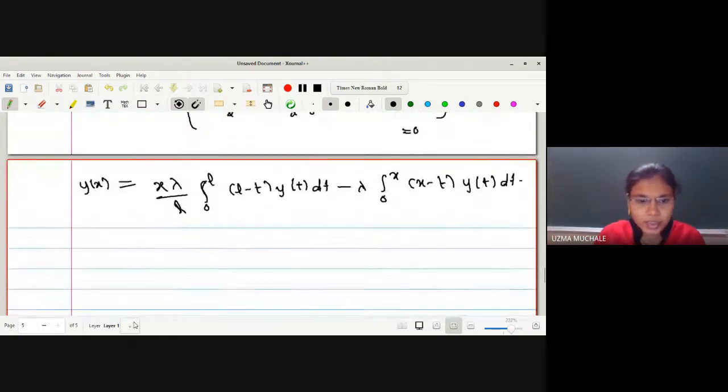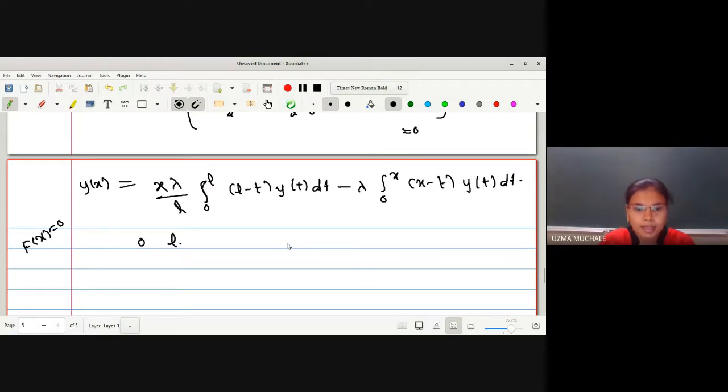As you can see here, there is no term before the integration. Integration को छोड़ के कोई term नहीं है. इसका मतलब क्या है? Capital F of x is 0, right? What do we mean by capital F of x is 0? It means that it is a homogeneous integral equation. Now, what is the next step we have to do?